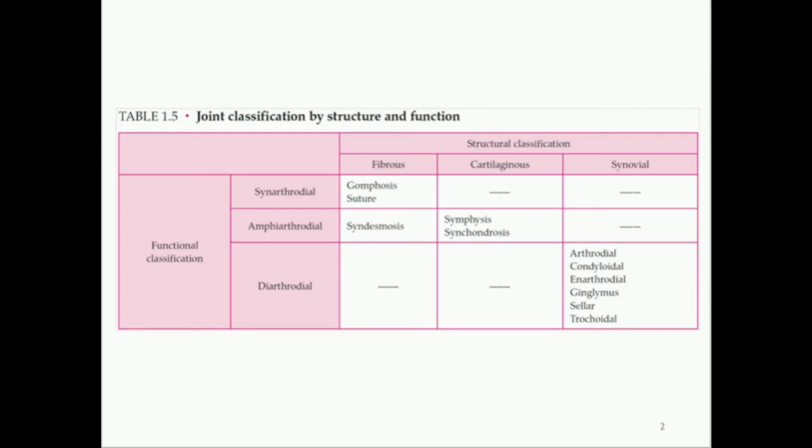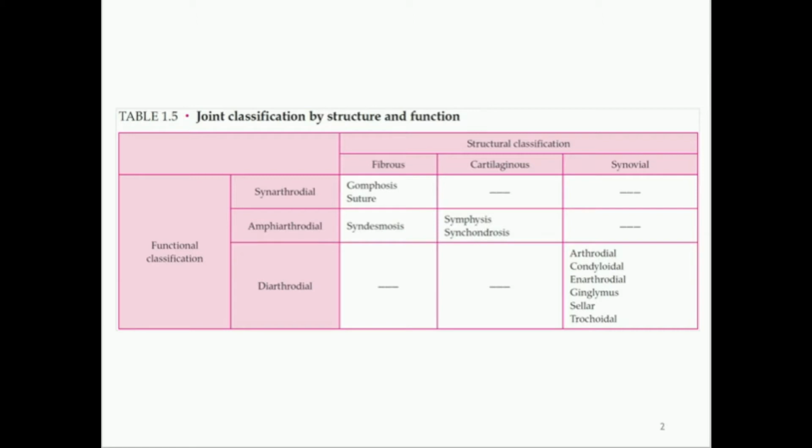We have this neat little table here, and we have three structural classifications of joint. We have what are called fibrous joints, cartilaginous joints, and synovial joints. Now, fibrous joints are basically going to be lined with fibrous connective tissue, whereas cartilaginous are obviously going to be cartilage lined. And then synovial joints are very different, and we'll talk about that last.